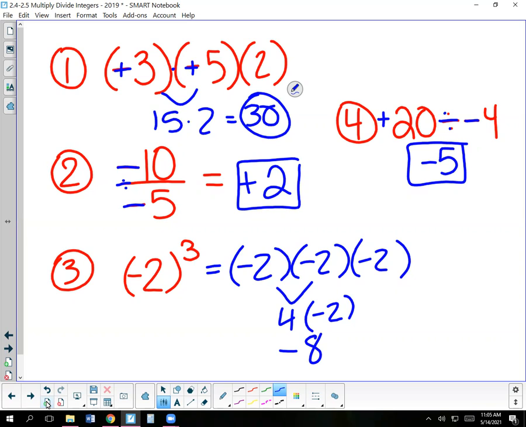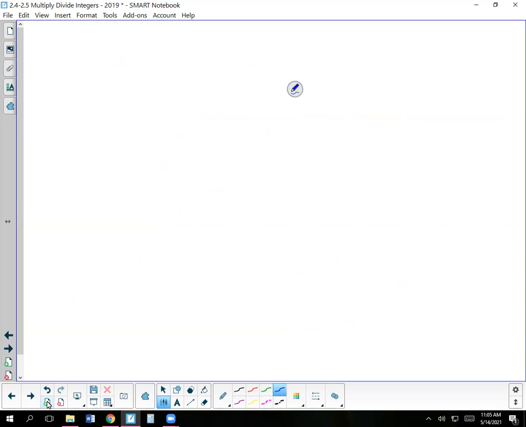And again, some of you had initially -30, but then changed it because you're like, oh wait, negative times a negative. You've got to think, when I'm multiplying or dividing, I'm not following good versus bad. That doesn't apply. Okay, next type of example.